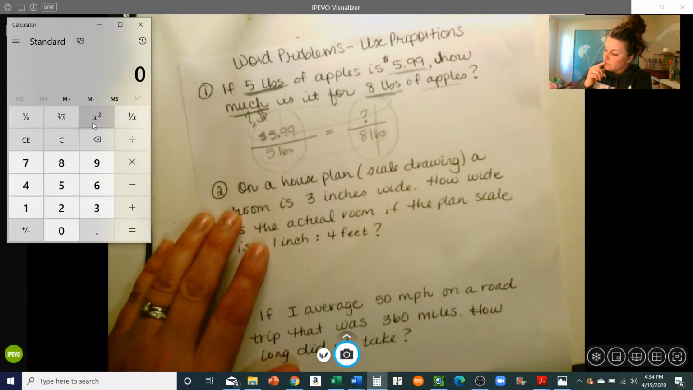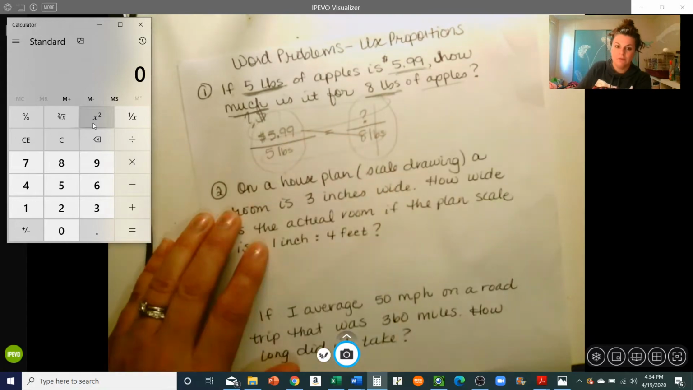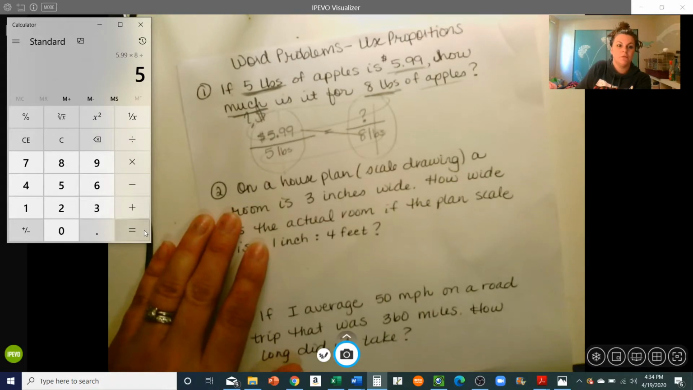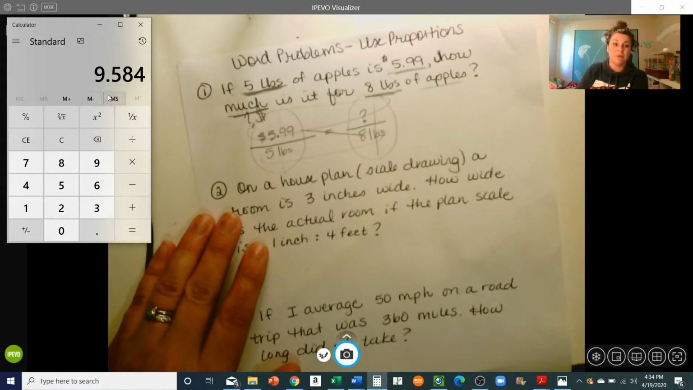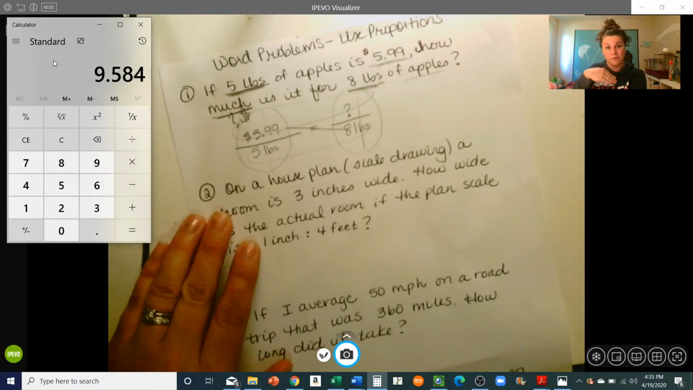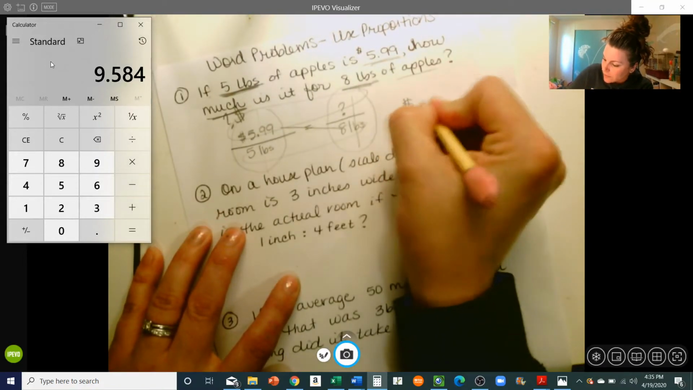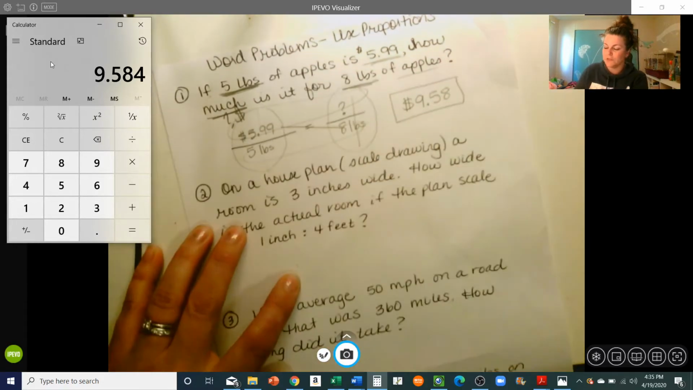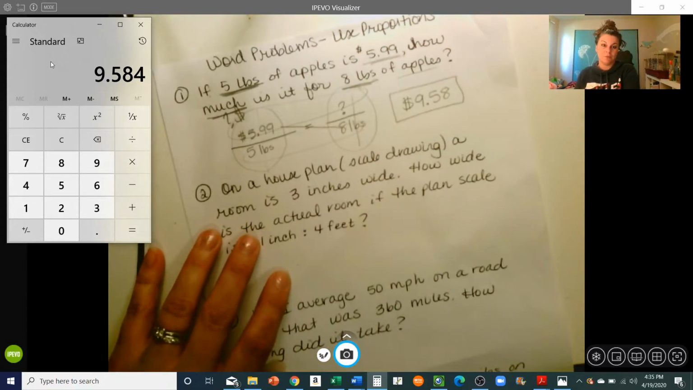Okay, so I'm going to cross multiply the numbers at a diagonal. So $5.99 times 8 divided by 5. Okay, now this is money, so I'm not going to have $9.58.4 because that's weird. So I'm going to round it, and because 4 is smaller than 5, I'm going to keep it at $9.58 a pound. Okay, so that's how much it costs to buy 8 pounds of apples.